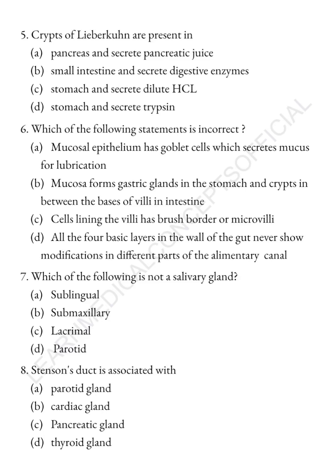And the correct option is option D, since they asked us to find out the incorrect statement. All four basic layers in the wall of the gut show modifications in different parts of the alimentary canal. For example, the mucosal epithelium has goblet cells which secrete mucus. The mucosa also forms glands in the stomach and crypts in between the bases of the villi in the intestine. That's how there will be modifications. But the option says it never shows modification, while the true statement is that it will show modifications. So the incorrect statement is option D.